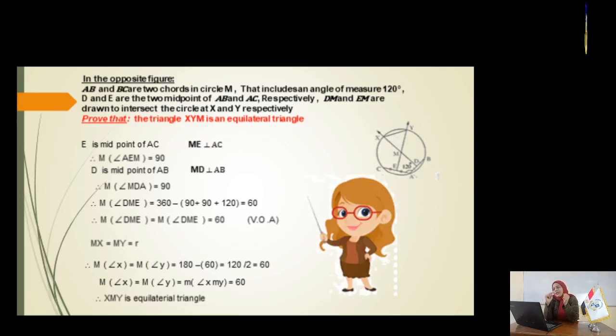Also MY and MX are two radii in the circle, so triangle MYX is an isosceles triangle. So to calculate the measure of angles Y and X, it equals 180 minus 60 divided by 2, which is 60 for each angle. So in triangle YMX, every angle equals 60 degrees. So the triangle is an equilateral triangle.